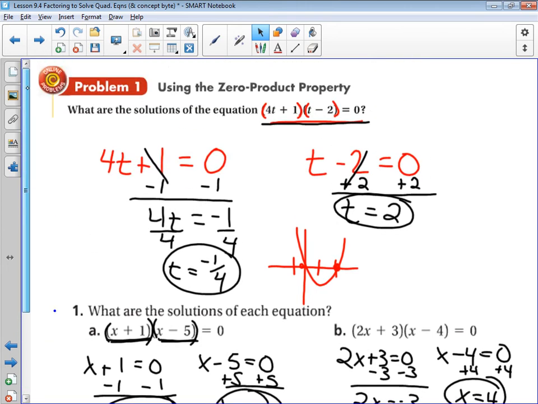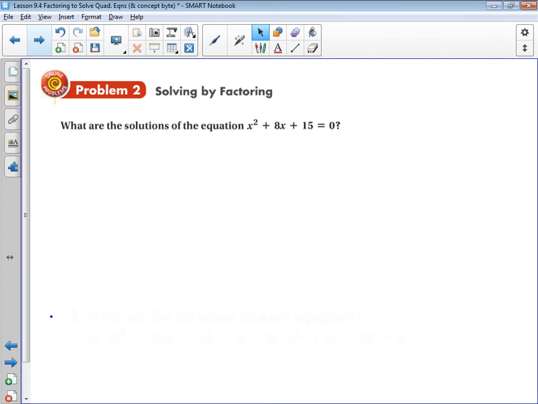Now, if they stayed that easy, that would be great. We'd be done. But the next equation is just a little bit more difficult. What you have is a quadratic equation in the form x squared plus 8x plus 15 equals 0. And the question is, what are the solutions? So this just involves a few extra steps.